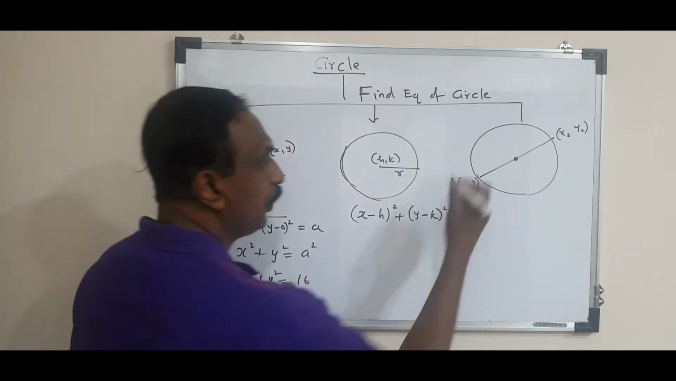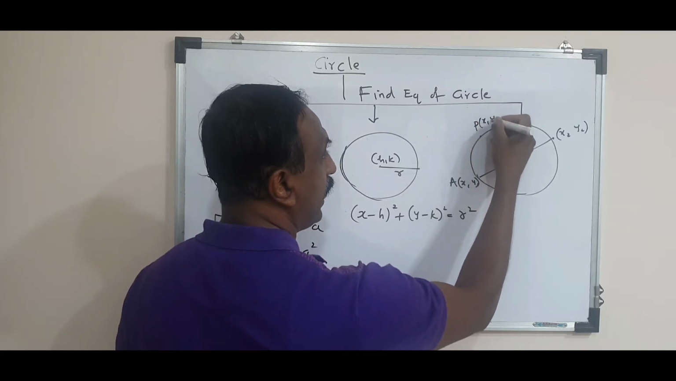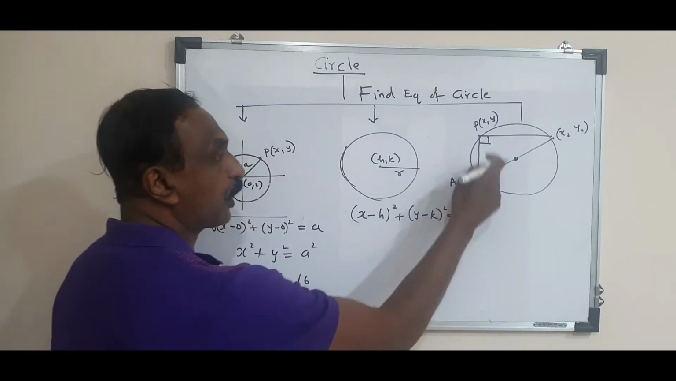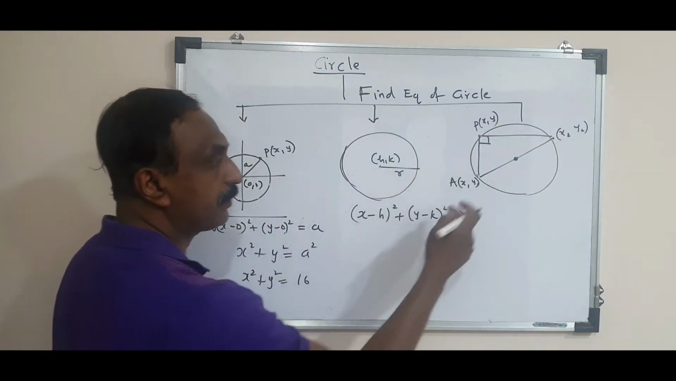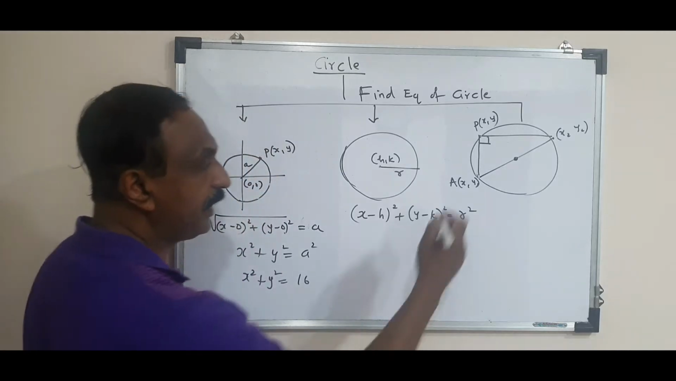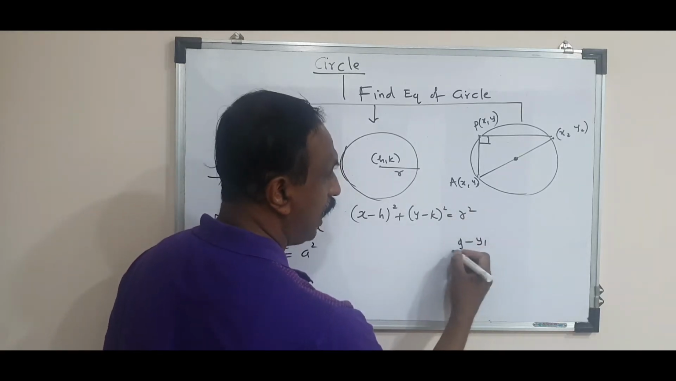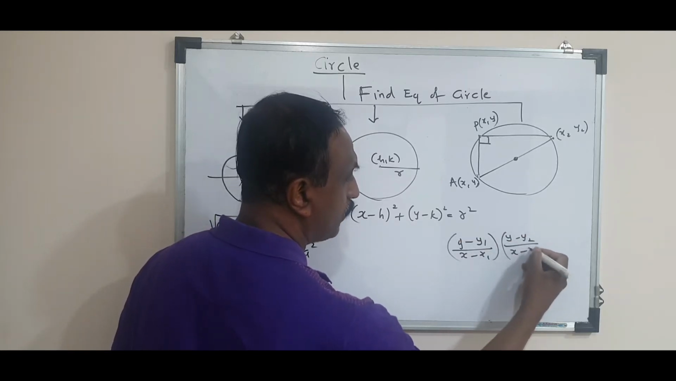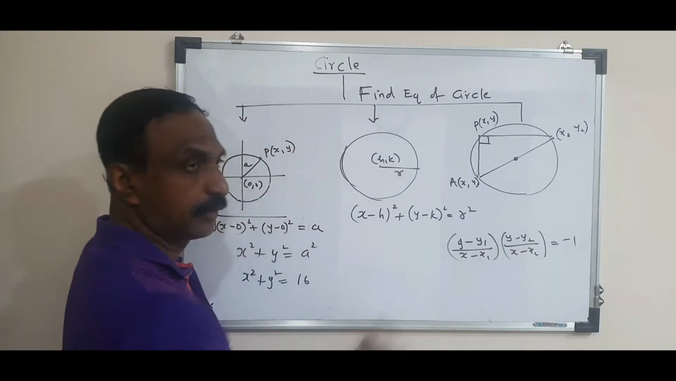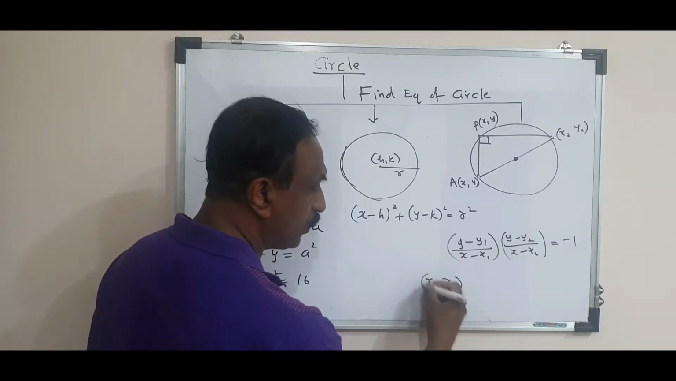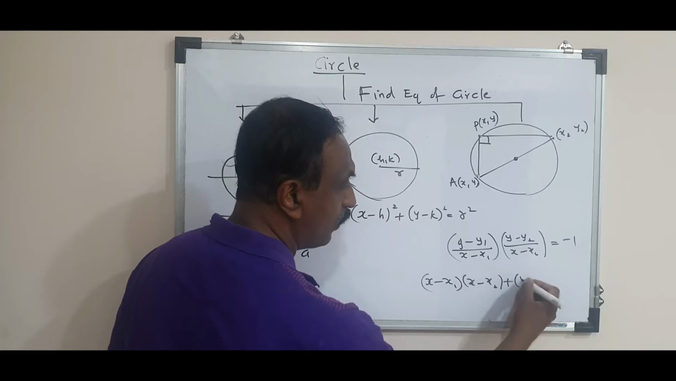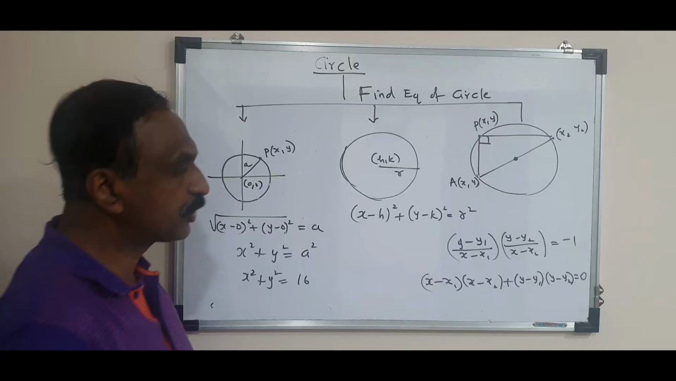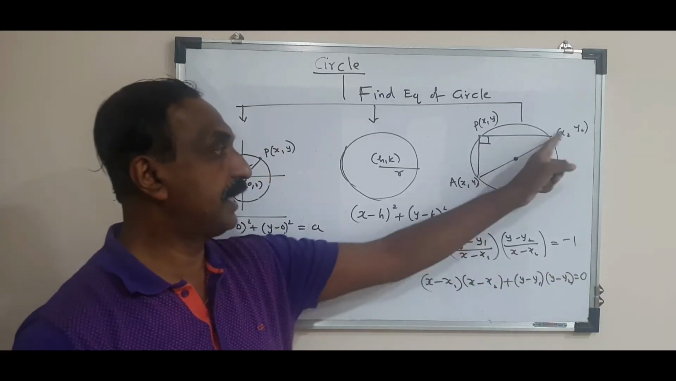If the end points of the diameter are given to you, then also you can find the equation of the circle directly. So suppose I take a point x comma y anywhere on the circle, then you can say that this angle will be 90. So the product of the slopes will be minus 1. From that we derive y minus y1 upon x minus x1 into y minus y2 upon x minus x2 should be equal to minus 1. Cross multiplying, we get x minus x1 into x minus x2 plus y minus y1 into y minus y2 equal to 0. This would be the equation of the circle if the end points of the diameter are given to you.